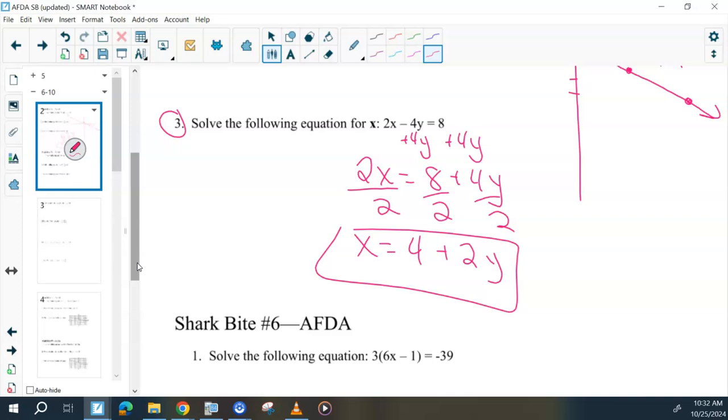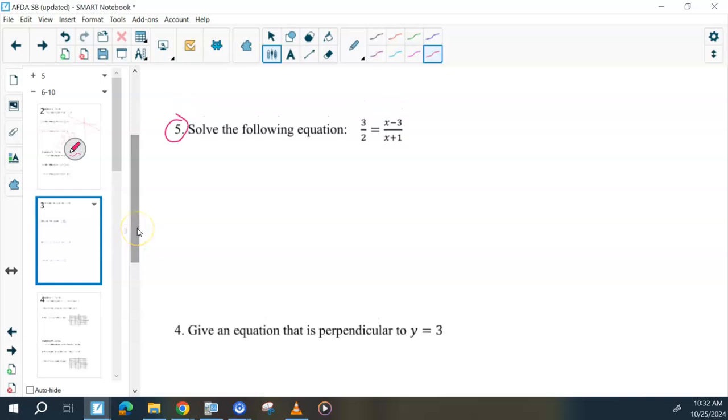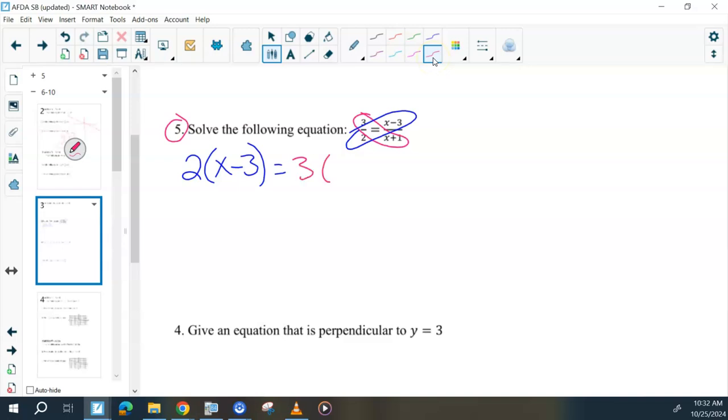Alright, and then number 5. This one, you have a fraction that equals another fraction, so you're going to cross multiply. The 3 to everything there, and then the 2 to everything there. So that would look like 2 times x minus 3 equals 3 times x plus 1. Doesn't matter which side you put that on. You just have to have both. Then you can distribute. 2x minus 6 equals 3x plus 3.